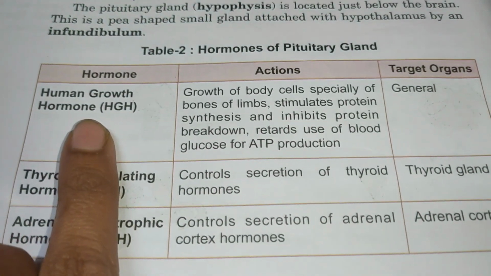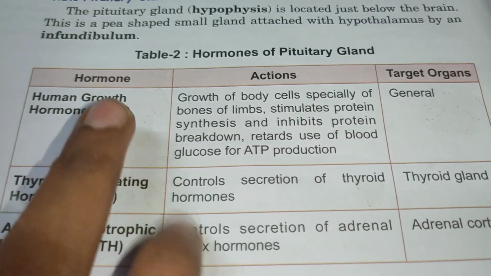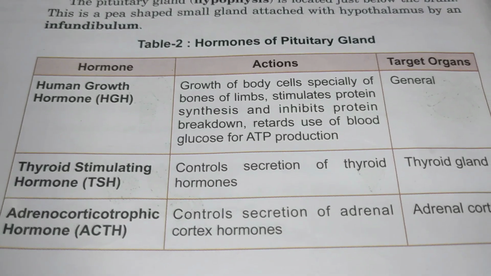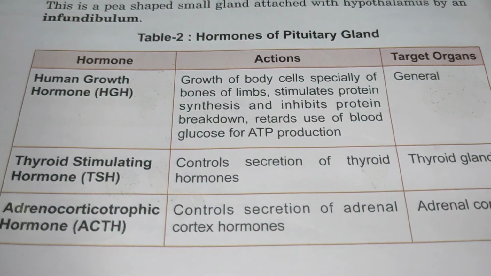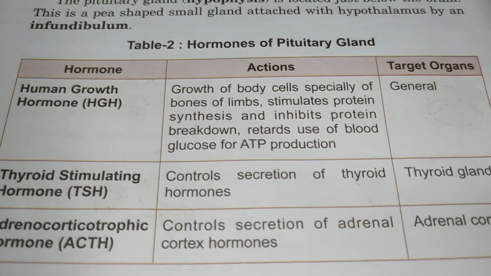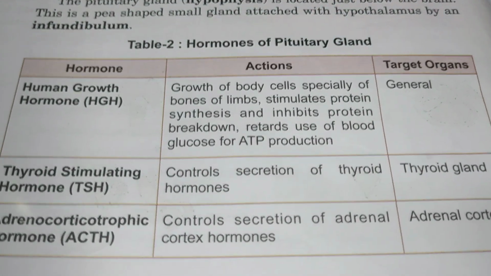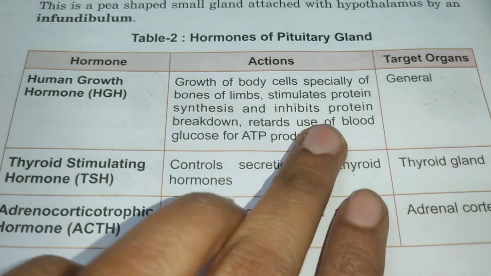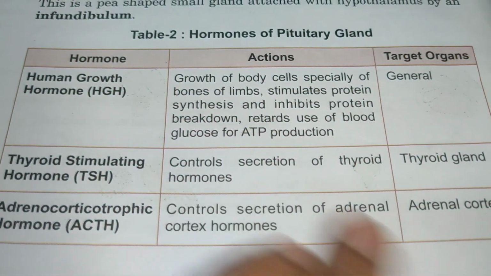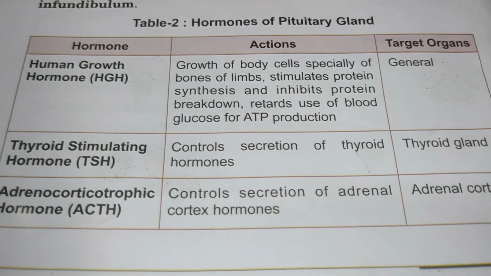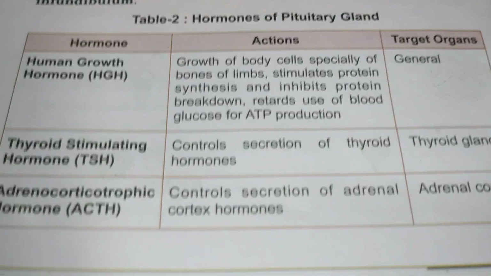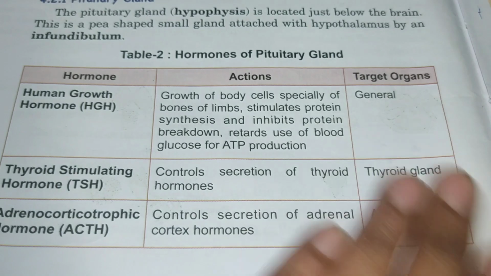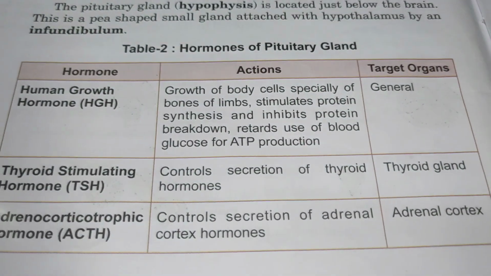Human growth hormone. The name itself tells us, it is involved in the growth of body cells and bones of limbs. It stimulates protein synthesis and inhibits protein breakdown. It will help in the use of blood glucose for growing, and retards the use of blood glucose for ATP production. So the target organ is generally all the body parts, which it will make grow.